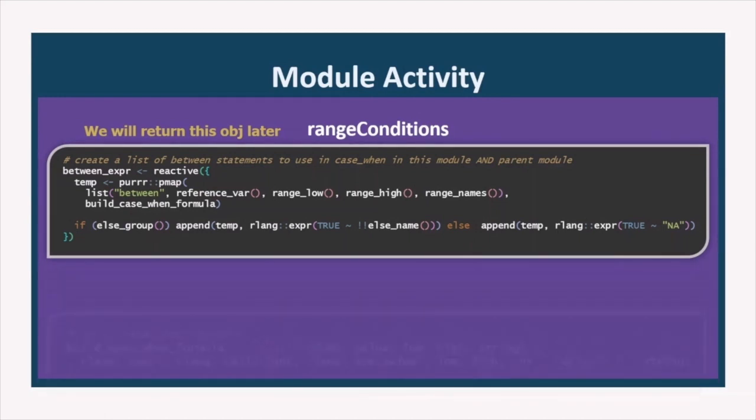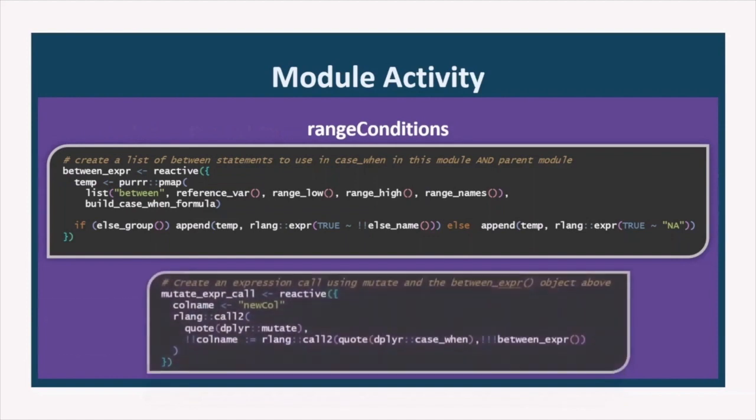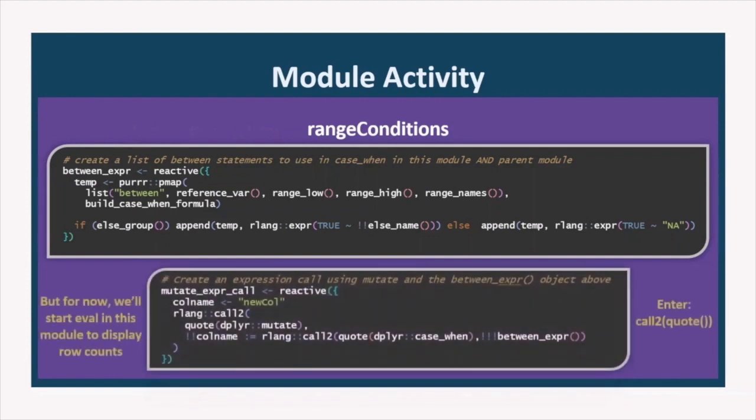So it's important to note that we are actually going to be returning this between expression up to the new call module later. But for now, we're actually going to start to eval this module at the range conditions level because we want to be able to count how many rows exist between each numeric range. So what we're going to do is we're going to start to leverage something called call2 and quote. So call2 is a handy little function which basically allows us to call a specific function.